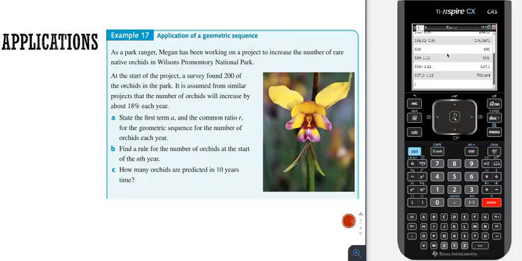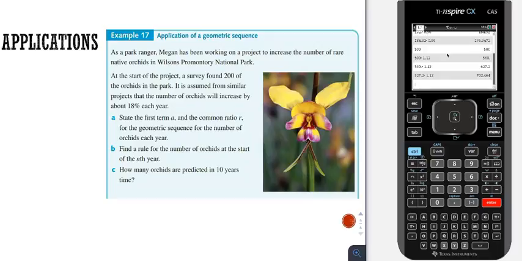An application of this. So this particular application question has percentages. As a park ranger, Megan has been working on a project to increase the number of rare native orchids in Wilson's Promontory National Park. At the start of the project, a survey found 200 of the orchids in the park, and it is assumed from similar projects that the number of orchids will increase by about 18% each year.